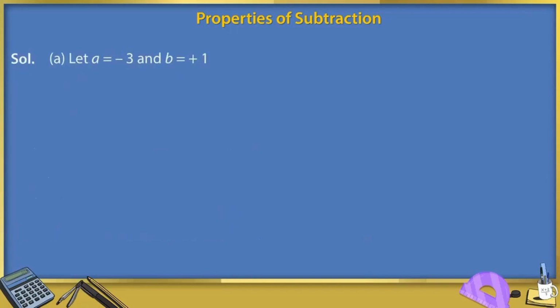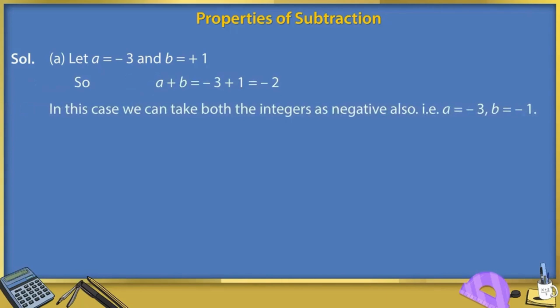Solution: A. Let a be equal to -3 and b be equal to +1. So, a plus b is equal to -3 plus 1, which is equal to -2. In this case, we can take both the integers as negative also. That is, a is equal to -3, b is equal to -1. B.